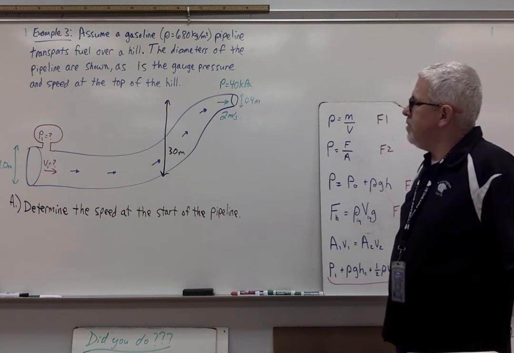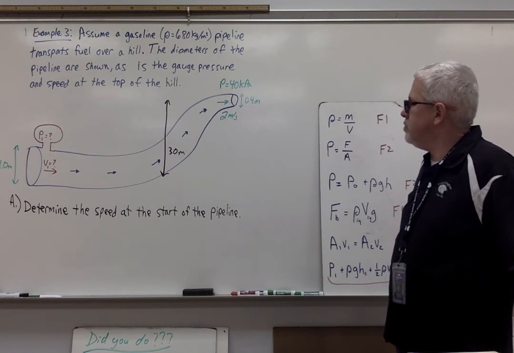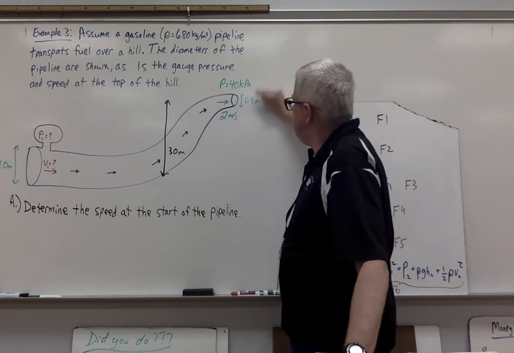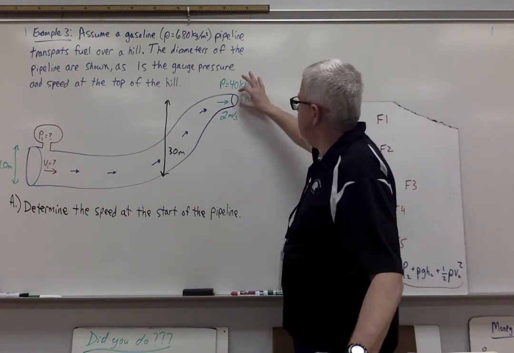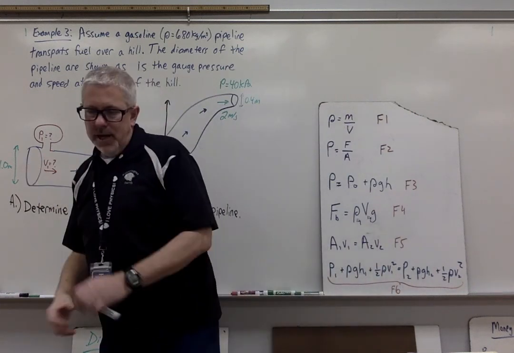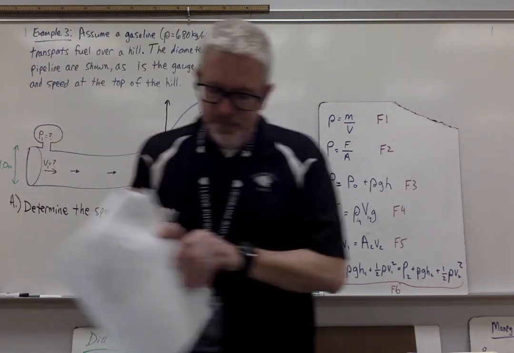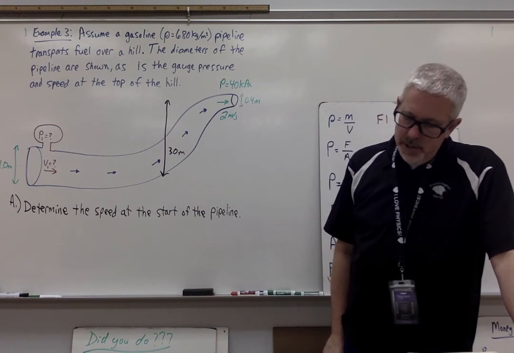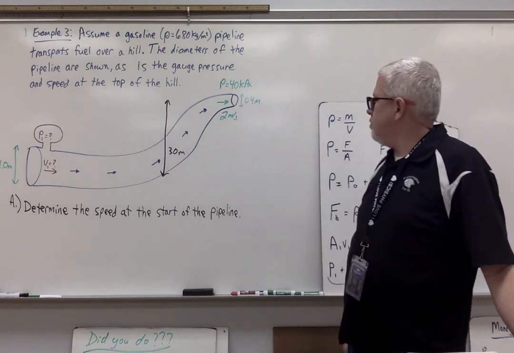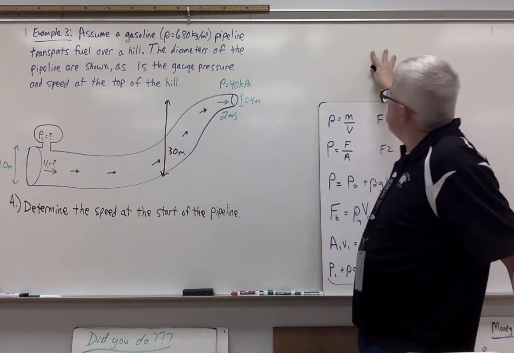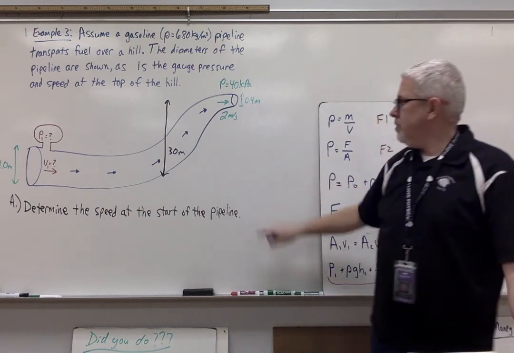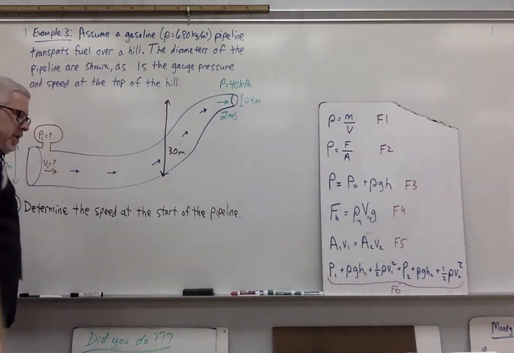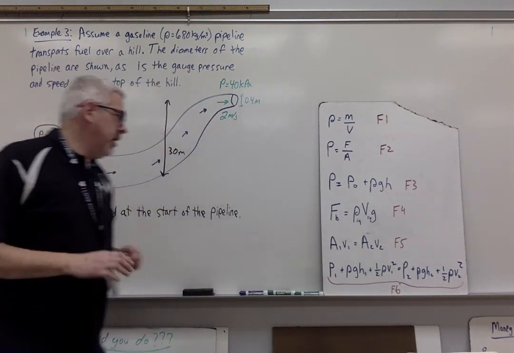The diameters of the pipeline are shown, as is the gauge pressure and speed at the top of the hill. So this gauge pressure is 40 kilopascals. The speed is 2 meters per second, diameter of 0.4 meters here, diameter of 1 meter right there. So at this particular point, the first part of this is really simple. The second part we'll do over here. We're just asked to determine the speed at the start of the pipeline. So that's this V1. So when I think about this, I'm going to just simply write down my continuity equation.